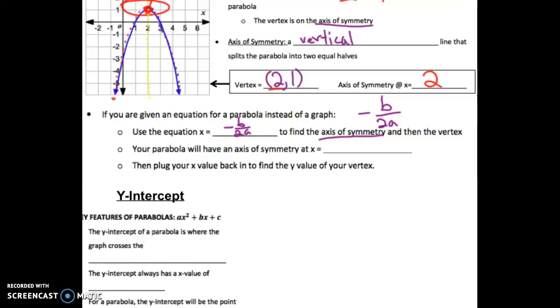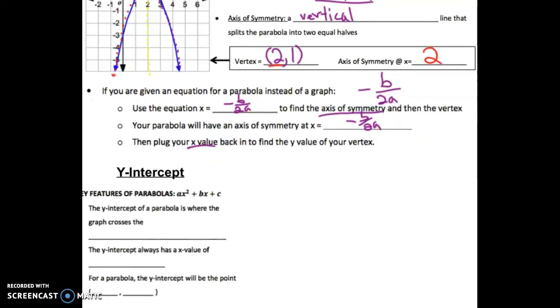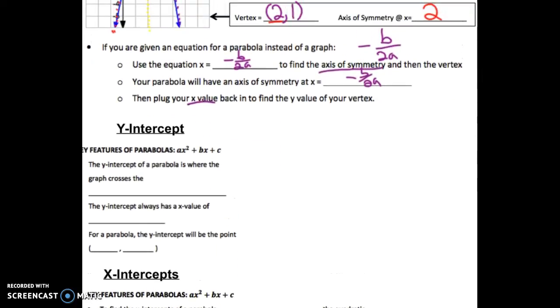And then to find the y value, or the other piece of the vertex, so let me finish this. The axis of symmetry will be at negative b over 2a. When that finds the x value of the vertex, then you plug this x value back into the original equation to find the y value of the vertex. And we'll practice that moving forward. But that is a very important formula, this vertex formula, so please make note of that and remember that.